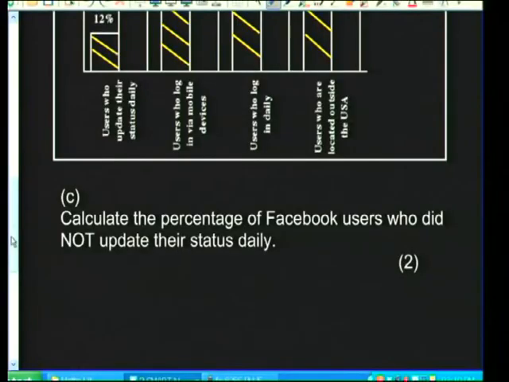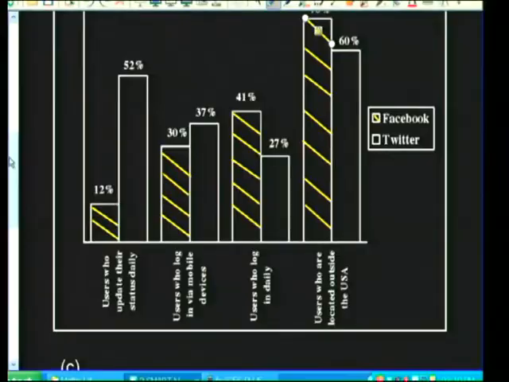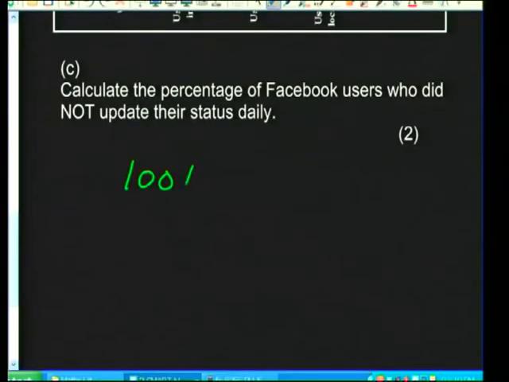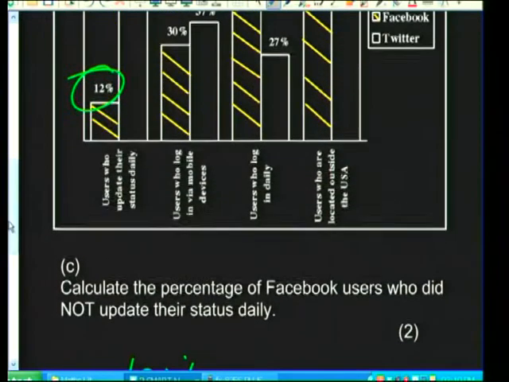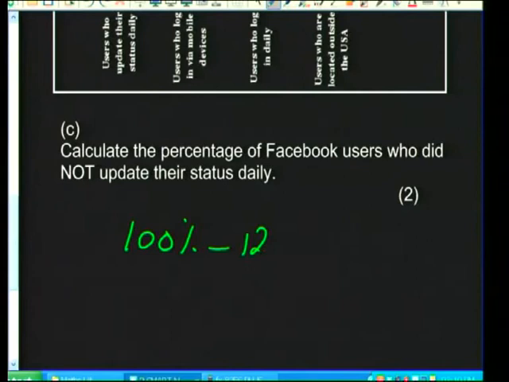The next question says this. Calculate the percentage of Facebook users who did not update their status daily. We spoke about that earlier, didn't we? So if we go and look at Facebook, and with Facebook we're looking at our yellow color, we see that 12% of users do update daily. So how many don't? Well, a percentage is out of 100. So what we're going to say is we've got 100% minus this 12%. So minus 12%, and again, folk, our calculator would tell us 100 minus 12 is going to give me 88%.